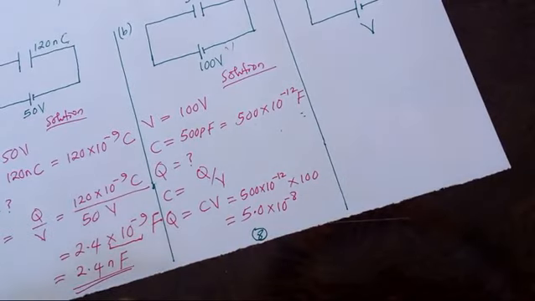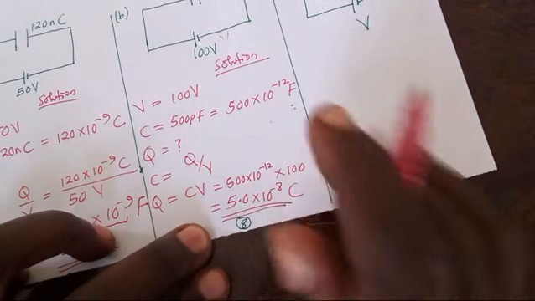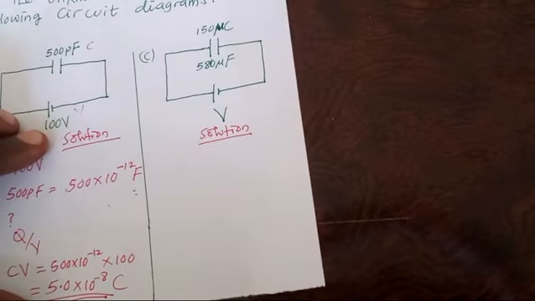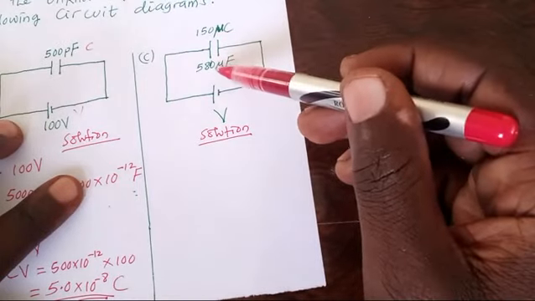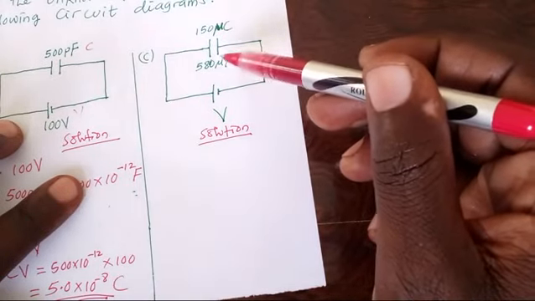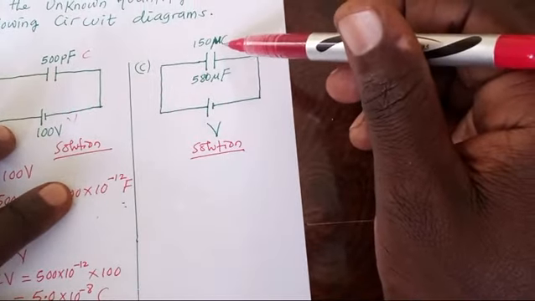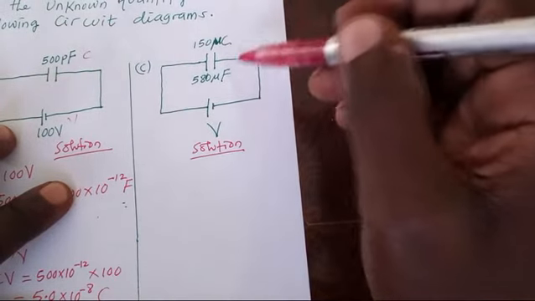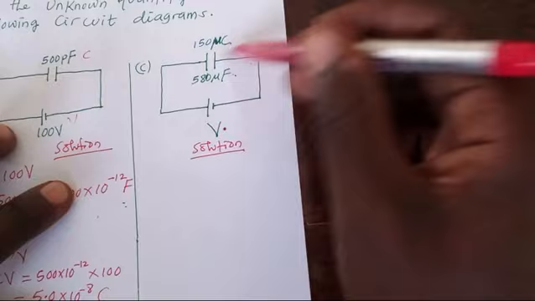Now what is the unit of charge? Charge is measured in coulomb, so we have this in coulomb. Then next, solution. Now we look at the final circuit diagram. In the final circuit diagram, we can see that the charge is given, the capacitance of the capacitor is given, but we don't know the PD across the capacitor.